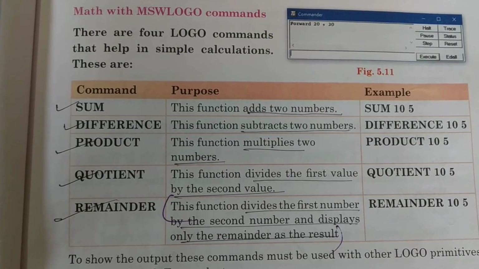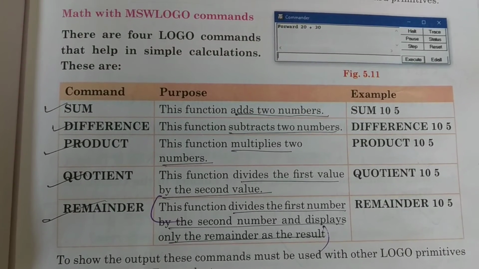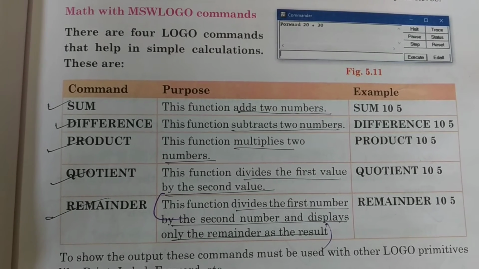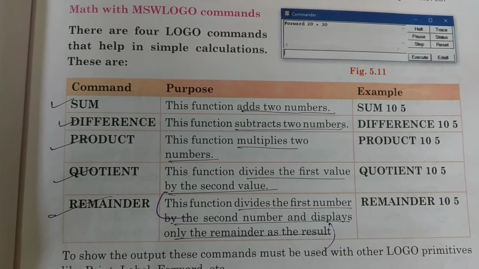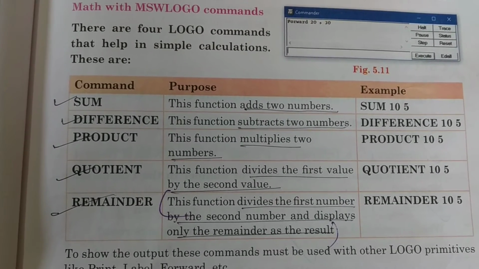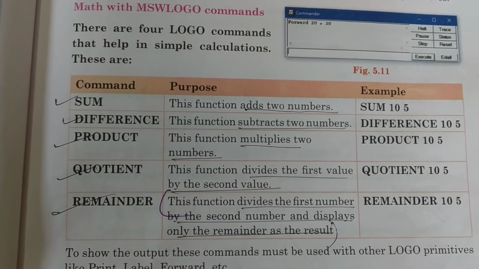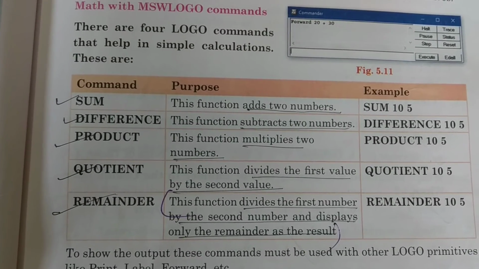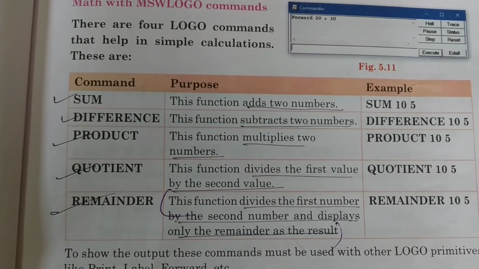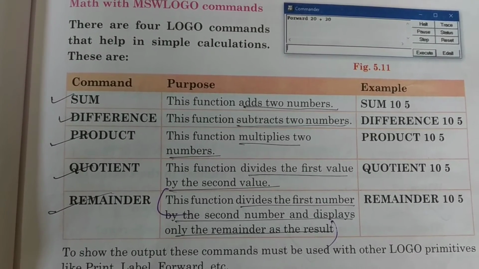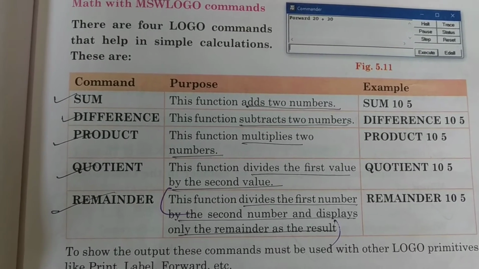Then comes the command difference. What is the purpose and use? It helps in subtracting the two numbers. And you see in the example column, this is how you have to give the command in the input box of the commander window. Then the quotient. Quotient helps in dividing the first value by the second value. So see, it is written quotient space 10 space 5. So 10 will be divided by the second value, that is 5 in this example. You can type any digits of your choice, but remember the first digit will be divided by the second digit.